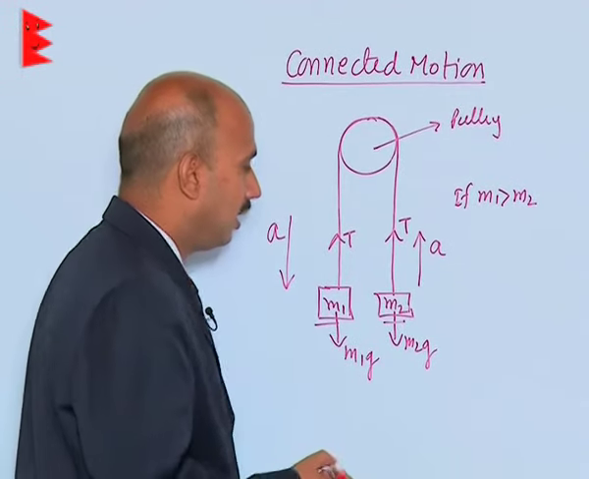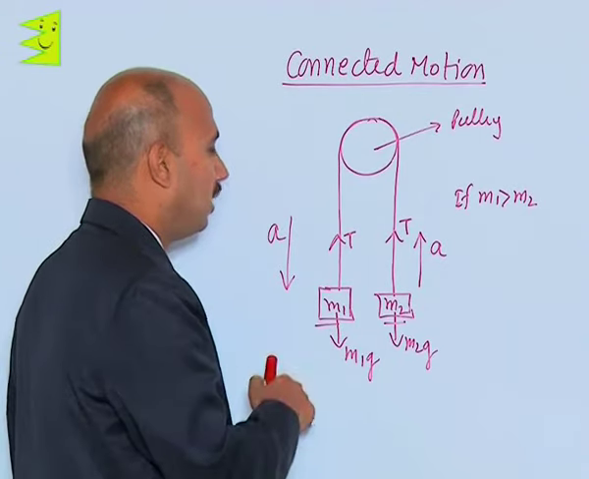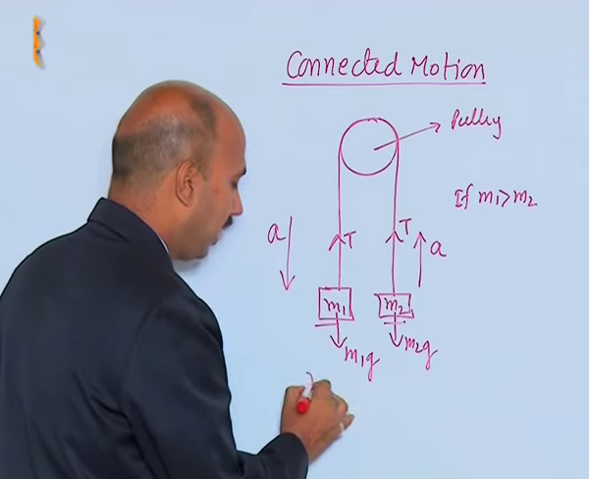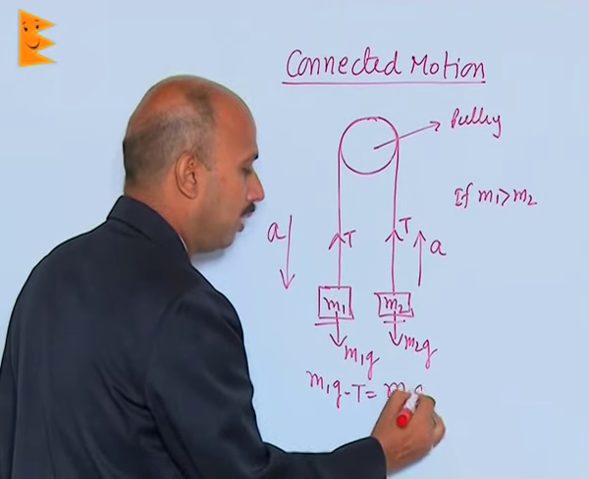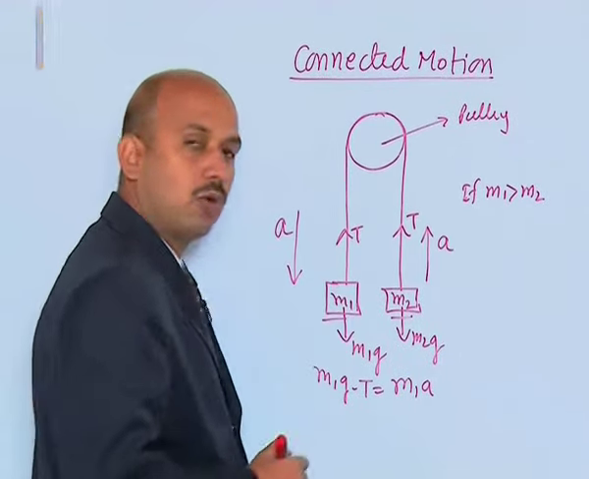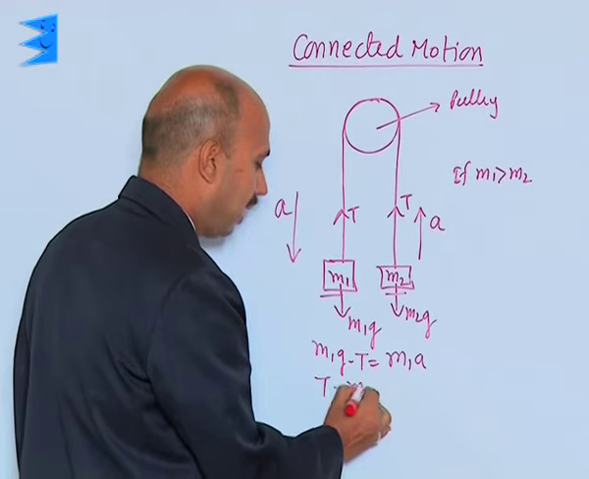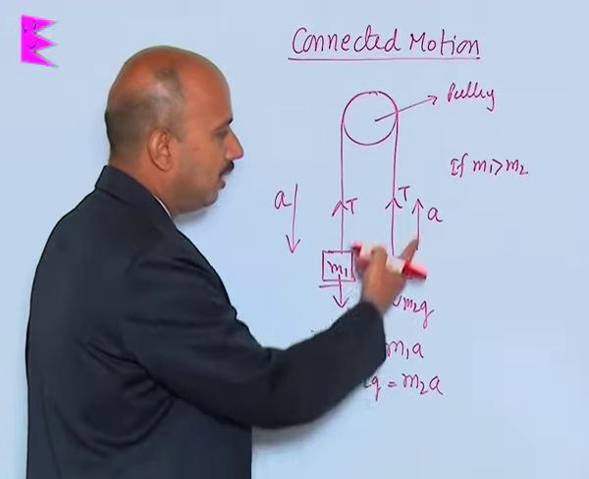Now, we will write the equations for the net force. M1g downward, T upward, that is tension. Tension is equal in both the cases here. So we can write M1g minus T is equal to M1 into a, that is the net force on body M1. Similarly, we can write T minus M2g is equal to M2 into a, that is the net force on body M2.